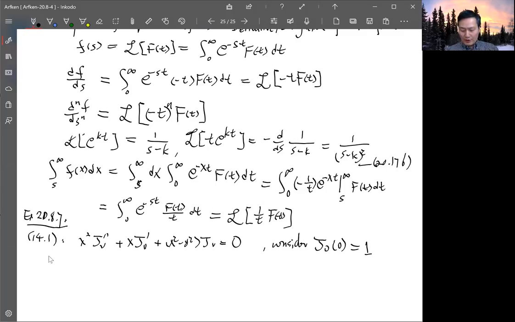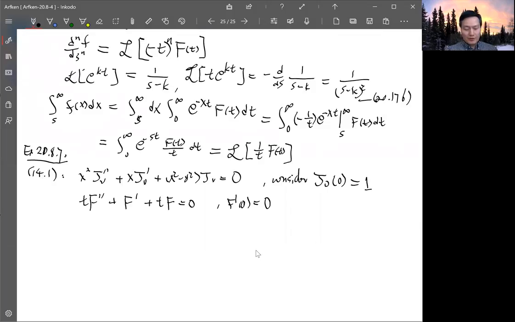For our purpose, you can also change the notation. So instead of J, you talk about this capital F, and x becomes t. Then the equation is t F double prime plus F prime plus t F equals zero. This F function is basically J0, and J0 is 1 when t equals 0, so F prime 0 is 0, based on this equation.